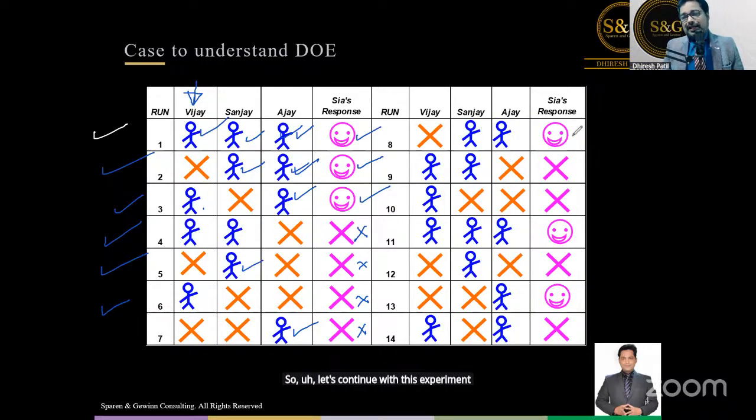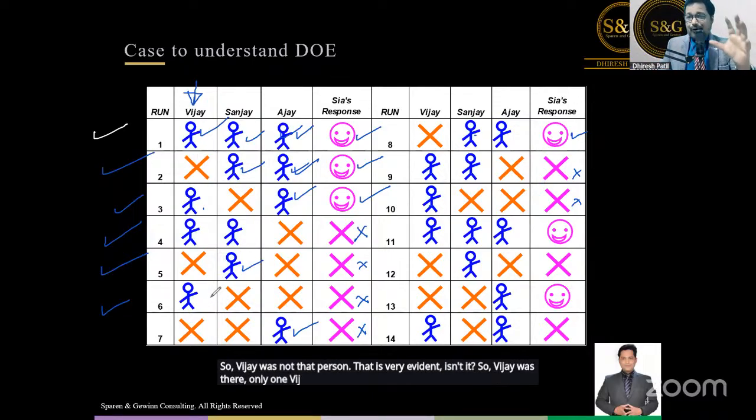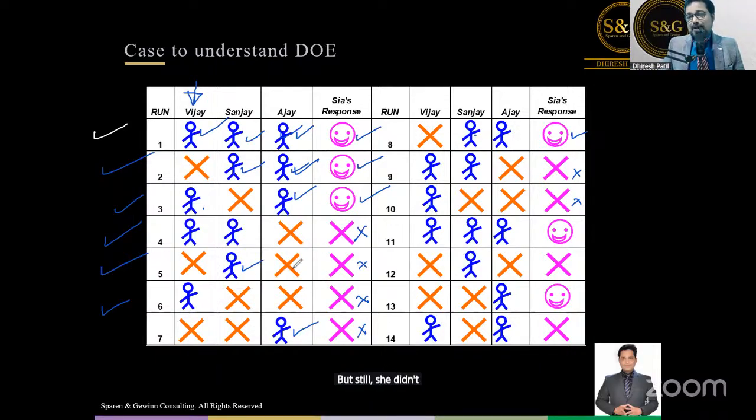Now Sanjay and Ajay came, Sia smiled. Then Vijay and Sanjay came, Sia didn't smile. Only Vijay, Sia didn't smile. So Vijay was not that person. That is very evident, isn't it? Vijay was there, only Vijay, alone, but still she didn't smile. So they continued with the experiment.